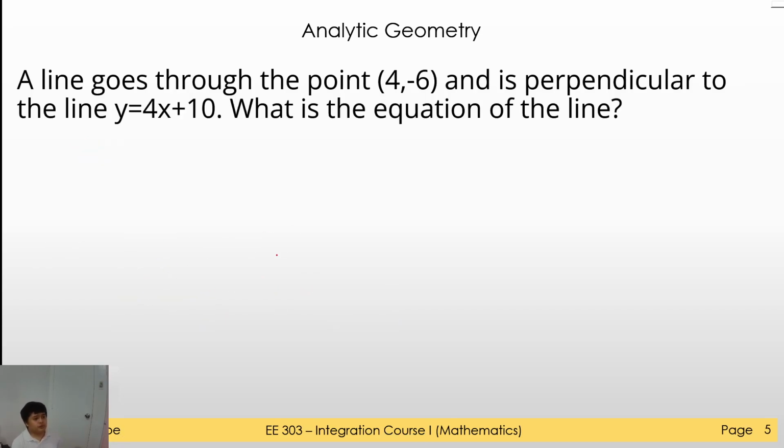So a line goes through the point (4, -6) and is perpendicular to the line y = 4x + 10. What is the equation of the line? So how do we do this now? If you have a given point and a given line that is perpendicular to this, what information can we utilize here? What we have is a point, and we can find the slope, so we should use the point-slope form.